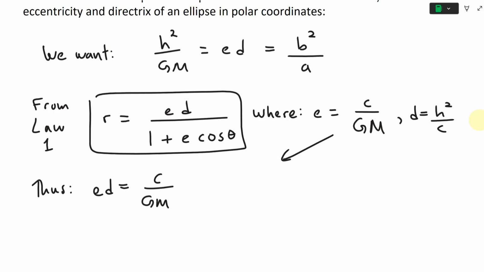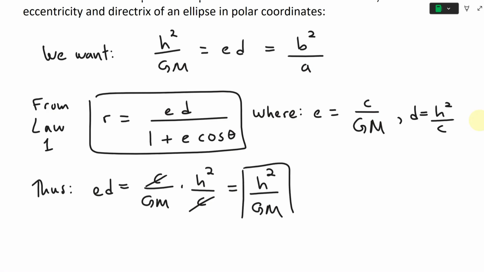So yes, that's what we have. Obviously, this times h squared over c. In other words, this cancels, and we're just left with h squared over GM. All right, so we have this first part. Now we have to show that it equals b squared over a.